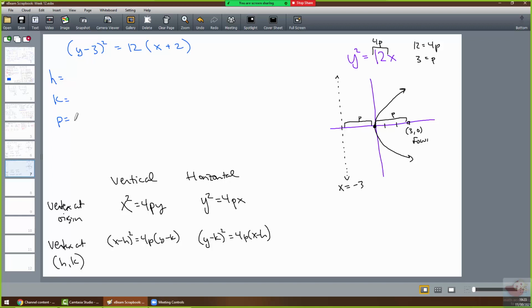You only need to know what h, k, and p are to sketch the graph. H is always with x. The generic form is x minus h. We have x plus 2. So what is our h? -2. Excellent.